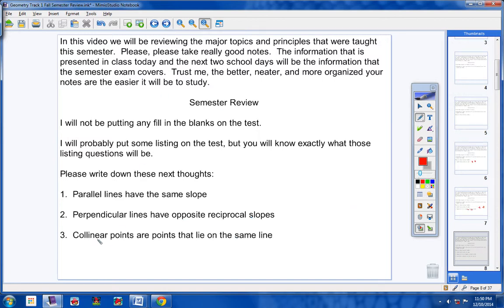Number 3, collinear points are points that lie on the same line. Please copy that down. And while you are copying that down, go ahead and copy this down also. Coplanar points are points that lie on the same plane. As you're copying this down, remember, once again, there will be no fill in the blanks on the test, but still copy this down. I'm not saying that you don't have to know these. You have to know these to help you solve problems on the test, okay? But they will not be fill in the blanks. Okay, if I go too fast, just let the teacher know.